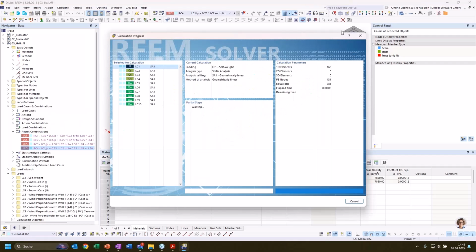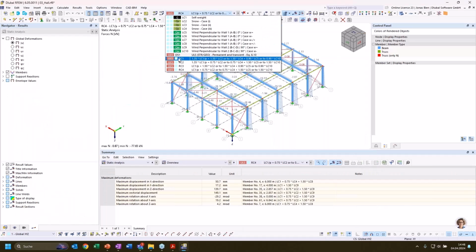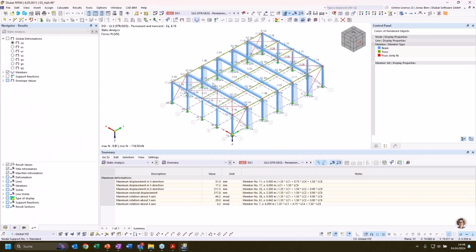I would, in the first step, calculate my combinations with result combinations to get the envelope of results. I need to calculate the design situation where the complete envelope of all result combinations is given. And then, for example, when I want to design the columns for buckling, I would look into the internal forces that I get in this envelope solution, and I would look for the most critical ones for buckling, and that would of course be the combinations that give the highest compressive load in the columns.